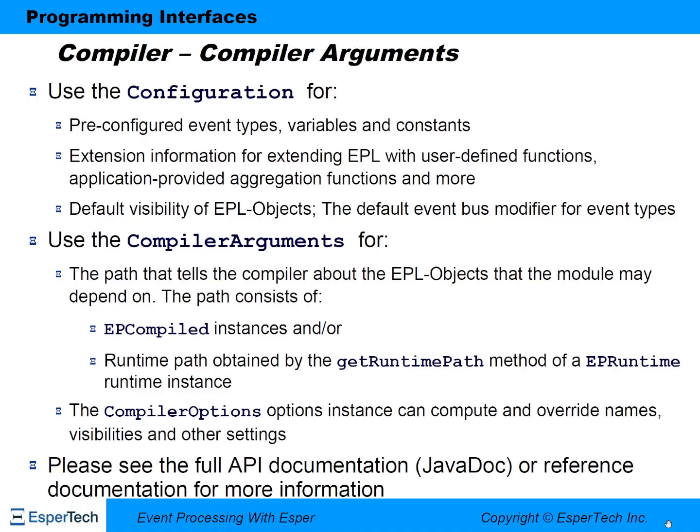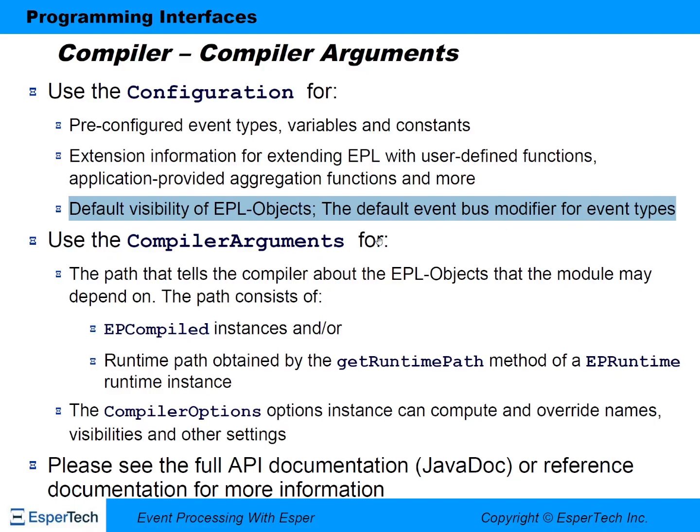Let's talk about compiler arguments some more. The configuration that your application passes to the compiler arguments configures the compiler. The configuration can have pre-configured event types, variables and constants. The configuration has extension information for extending EPL with user-defined functions, application-provided aggregation functions and more. The configuration can set the default visibility for EPL objects and the default event bus modifier for event types.